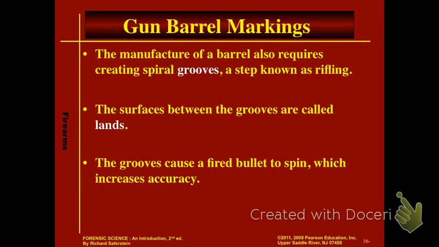Making a gun barrel also requires creating spiral grooves. That step is known as rifling. The surfaces between the grooves are called lands. The lands are what come into contact with the bullet as it leaves the barrel of the gun. These grooves cause a fired bullet to spin, and that increases the accuracy, the trueness of the shot.